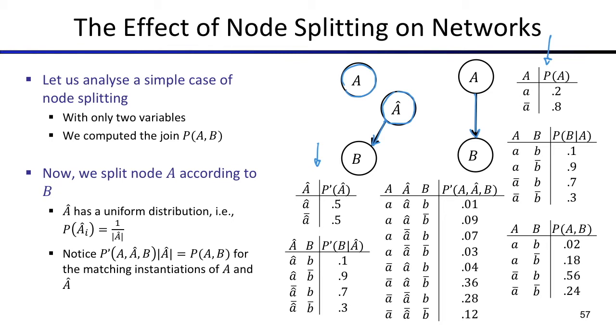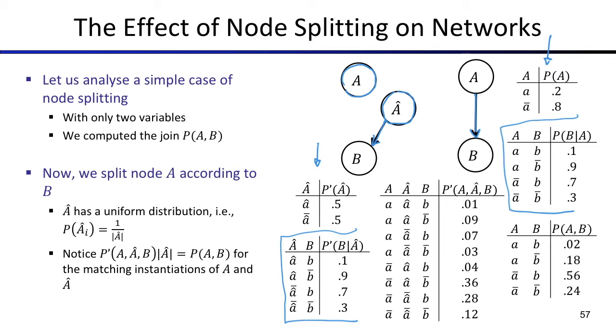For the B variable, the only thing that we need to do is to replace the parent that used to be A, now it is going to be A hat. So we have this table here originally for B, the probability of B given A. Now we're going to have the probability of B given A hat. And I just replace A by A hat. The probabilities are the same, 0.1, 0.9, 0.7, and 0.3.